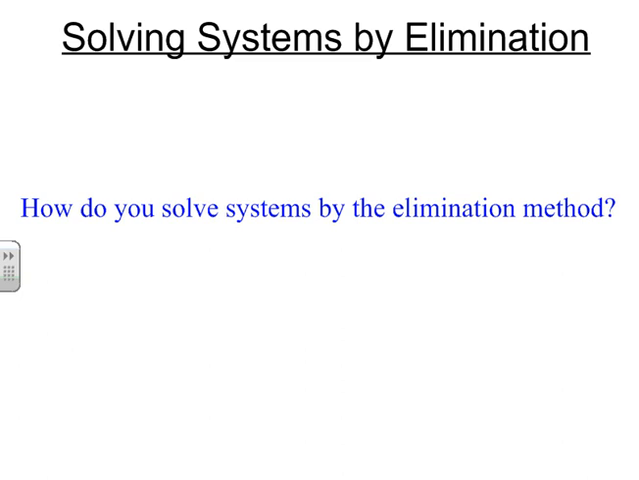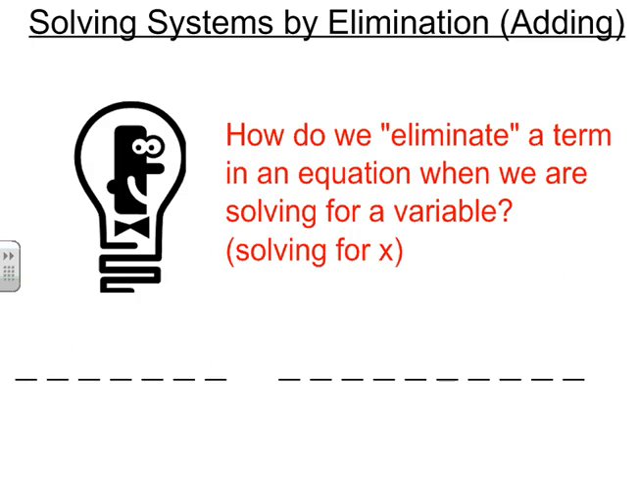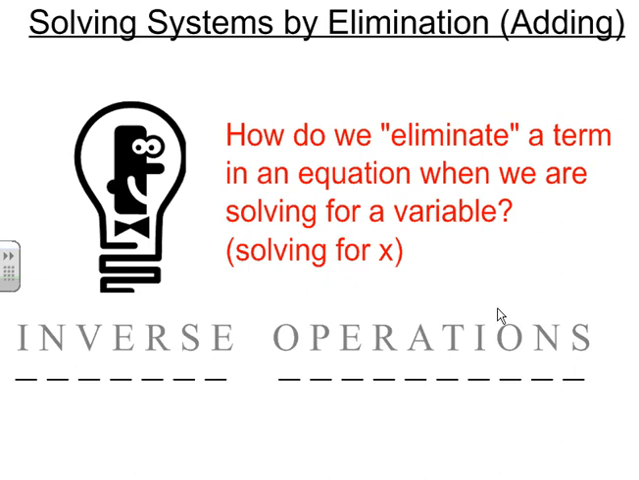Solving systems by elimination. Now, how do you solve a system by elimination? Well, we've got to think of a couple of things. One thing that's going to help us is if we can remember that when we eliminate a term in an equation, in other words, when we're solving for a variable, such as solving for x, we use inverse operations to help us do that. We use inverse operations because it makes the term go away. If we add the opposite, that term disappears.